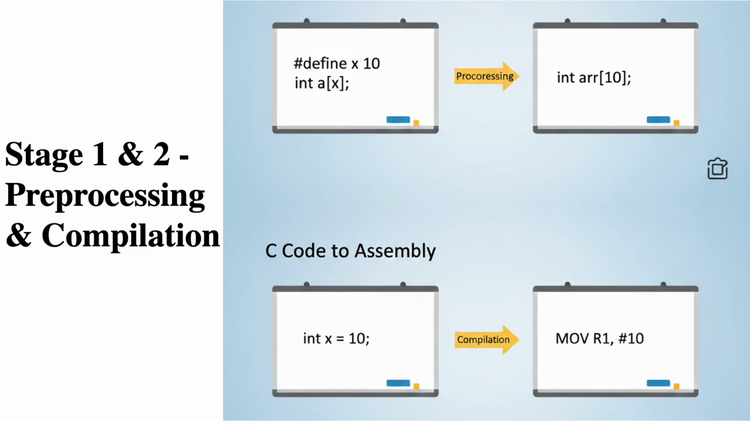Stage two is compilation. This is the heavy lifter. It converts your C code into assembly. Assembly is the bridge. It is still readable by humans, barely, but it maps one to one with what the hardware is about to do.